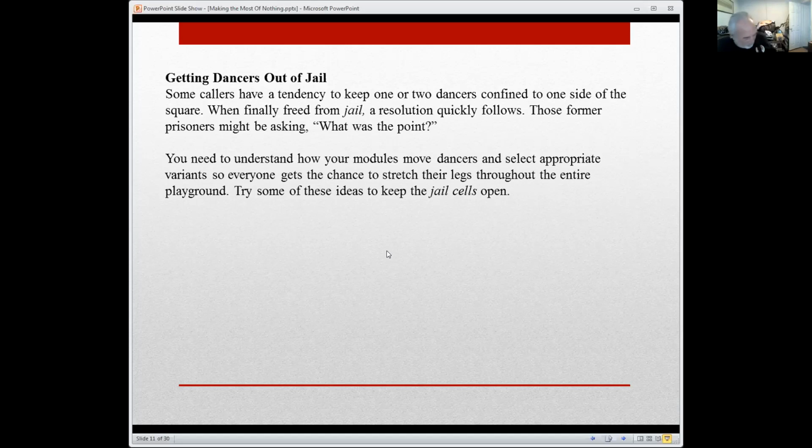Hallelujah. So you have to understand a little bit about how your modules move your dancers and select appropriate variants so everyone gets a chance to stretch their legs throughout the entire playground. And so some of these ideas can help keep your jail open.